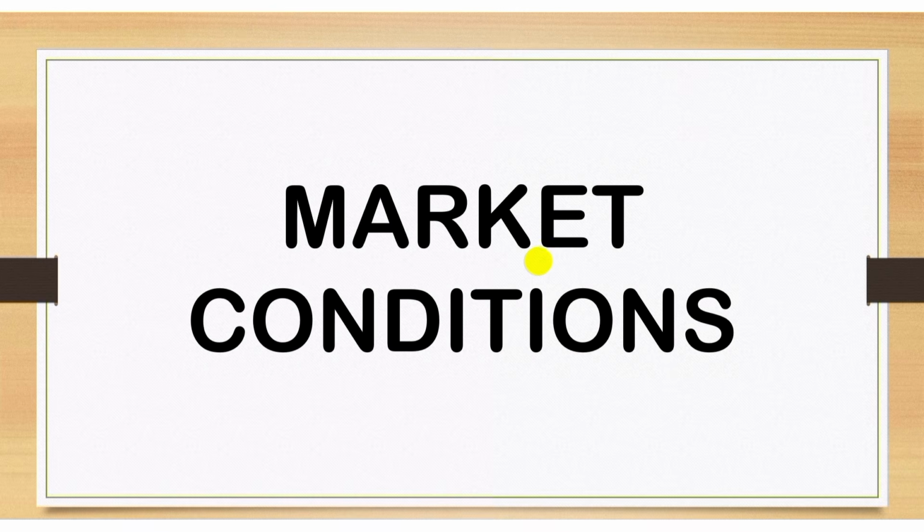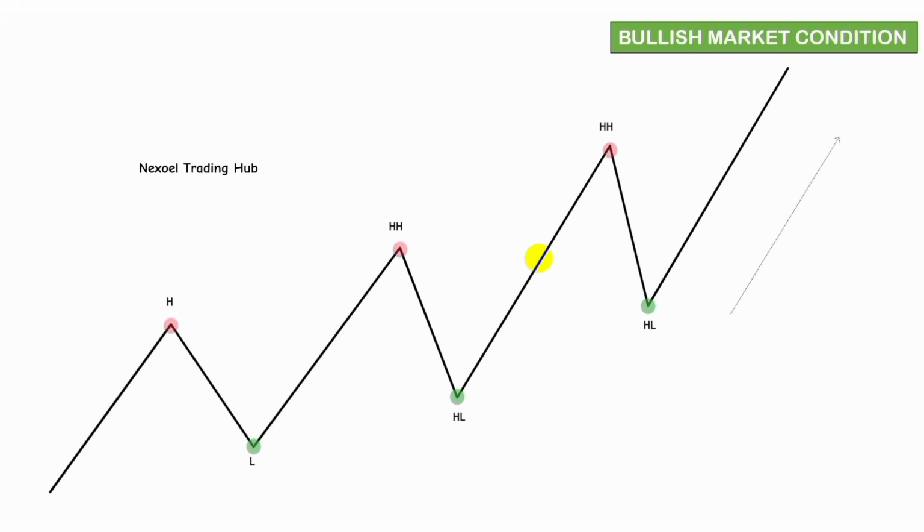So first that we're going to observe is the bullish market condition. The bullish market condition means a buying market condition, an uptrend market condition, where we are having price moving higher. That is what we call the bullish market condition. It is a market condition that has a series of higher highs and higher lows.